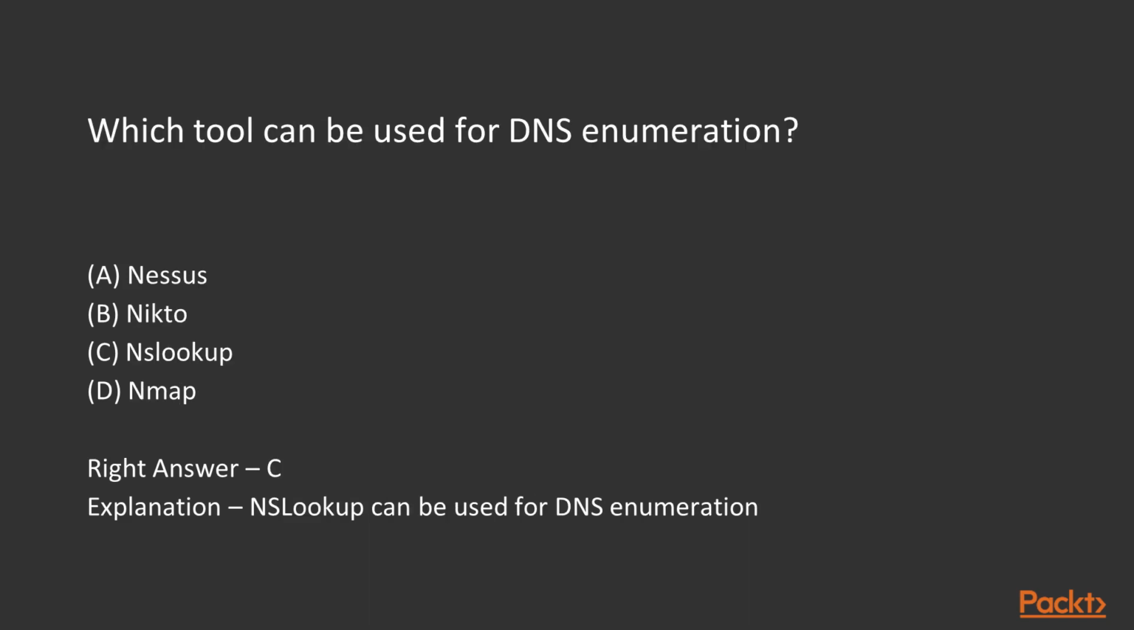Which tool can be used for DNS enumeration? So getting information about DNS, how can you get it? Nessus is a network scanner. Nikto is also for gathering information, and Nmap is a port scanner. C is the right answer. NSLookup can be used for DNS enumeration.